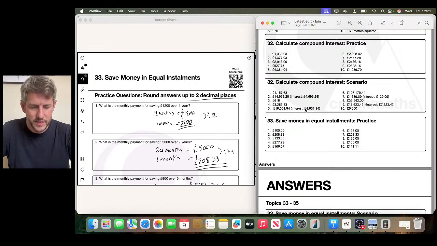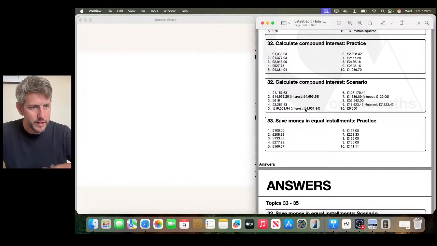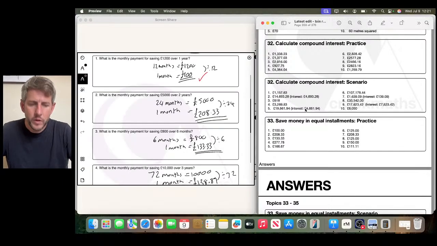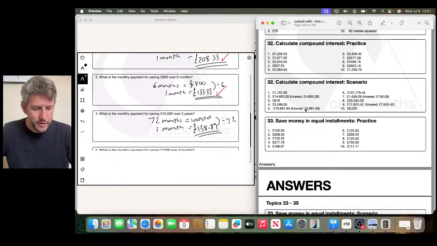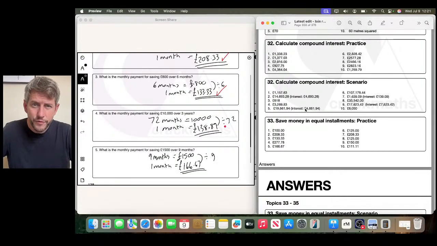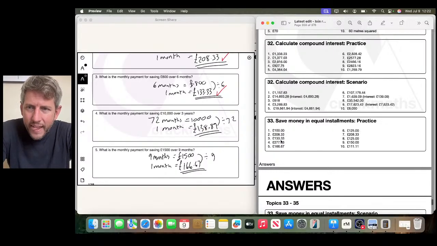Okay, so the mark scheme was right, which is good. That's what we want. Okay. Here we go. £208.33. Yep, that's right. £133.33. Yep, that's correct as well. £138.89. Oh, that's very different to this. Question 4. Okay, let's try this again.